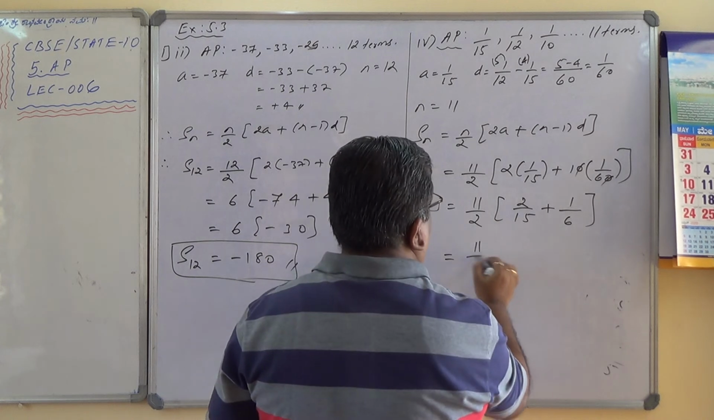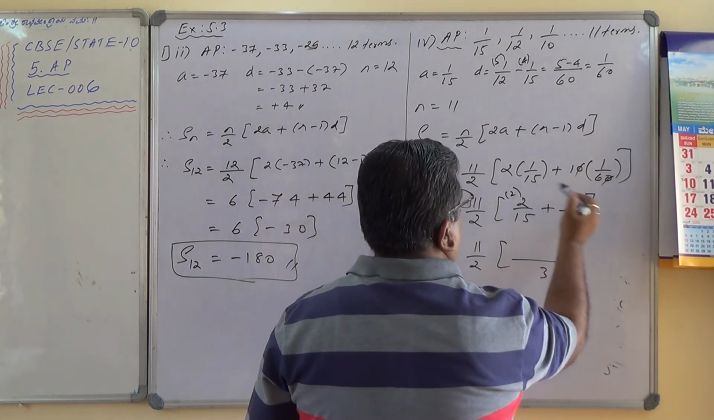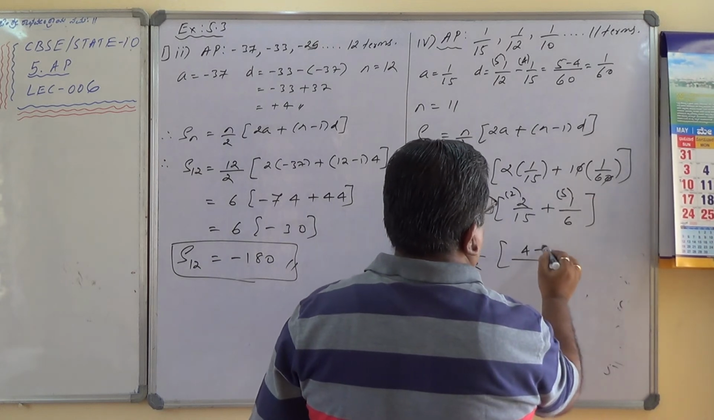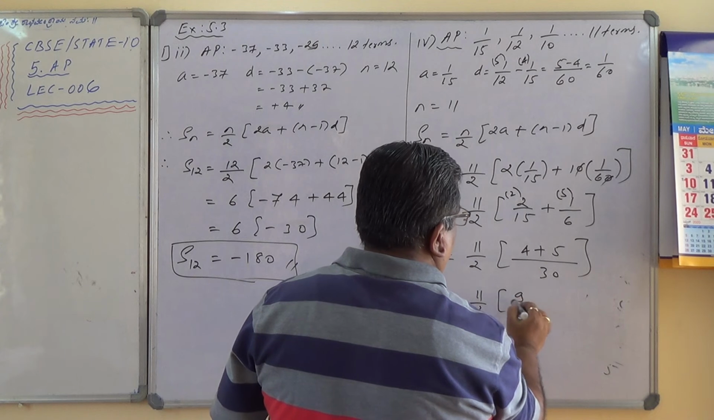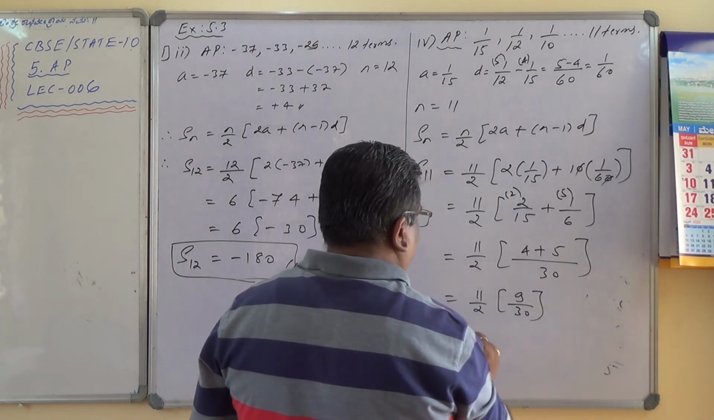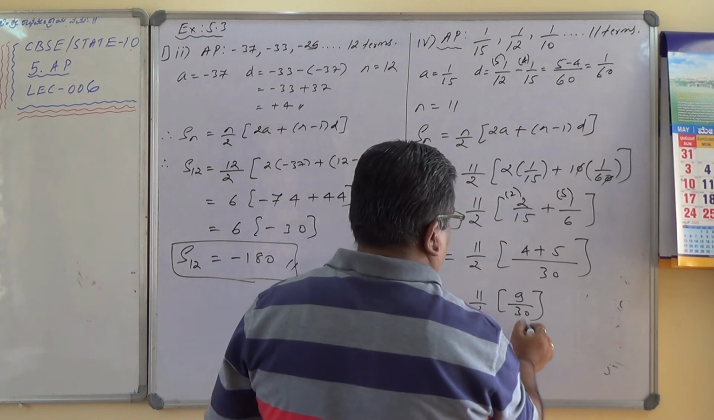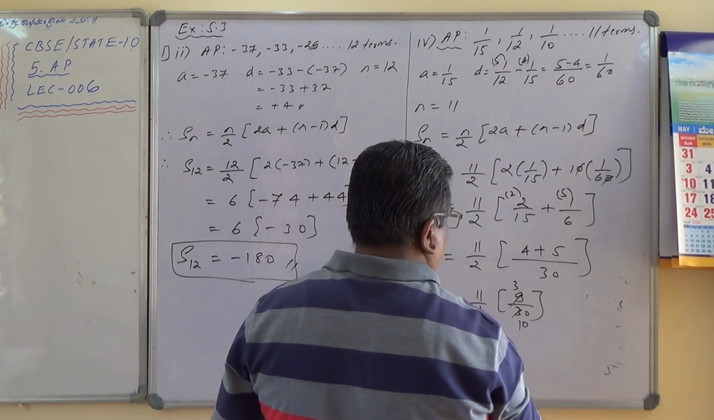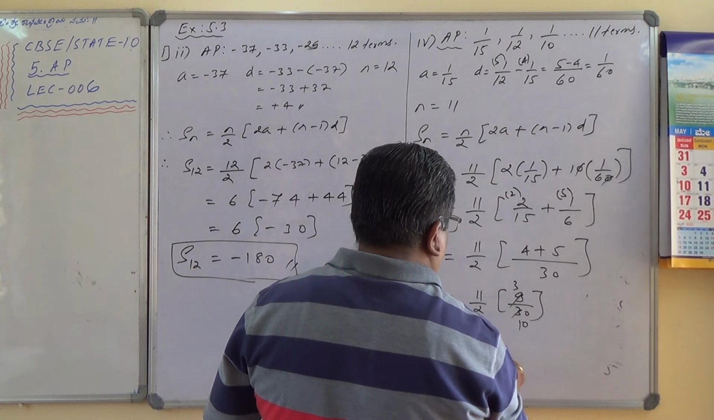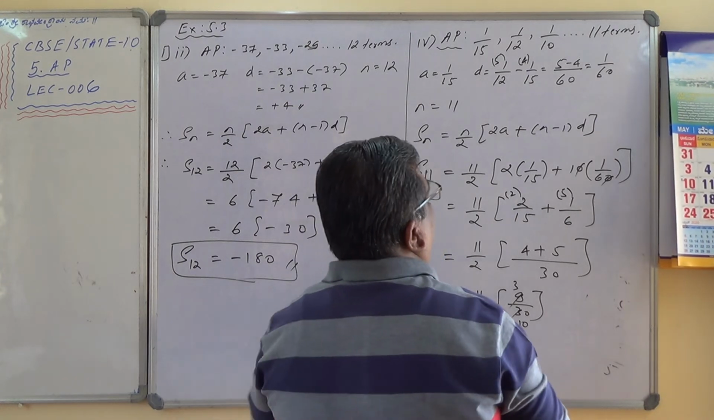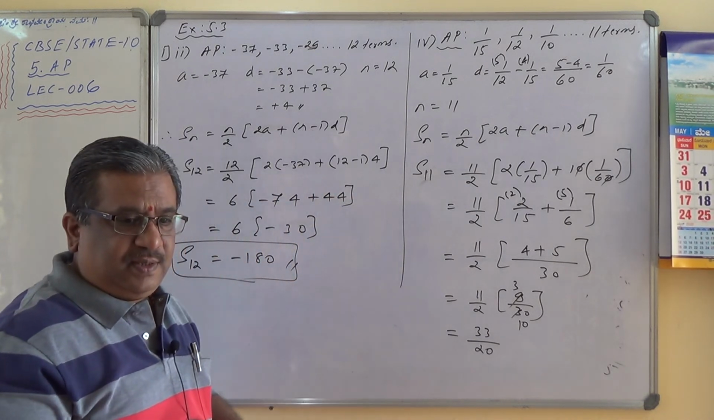So here, 11 by 2 and LCM is 30, correct? 15 twos are 30, 6 fives are 30, so 4 plus 5, which equals 11 by 2 into 9 divided by 30, which equals... 3 ones are 3, 10s are 30, 3 threes are 9, isn't it? So 33 divided by 20. Yes, 11... No, we have got a wrong thing. Let me check it. I think something is wrong. How much is it?